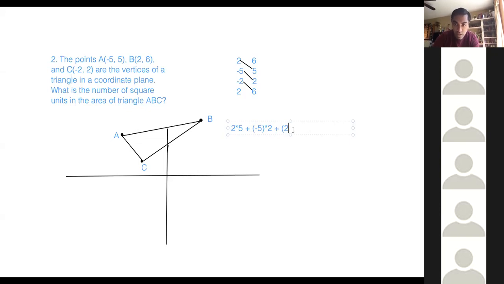Good. Yep. And then once you add up all those, you get 24. And then you have to do 1/2 times 24 to get 12. Good. Yep. Okay, let me write this out and then we'll go through it once.